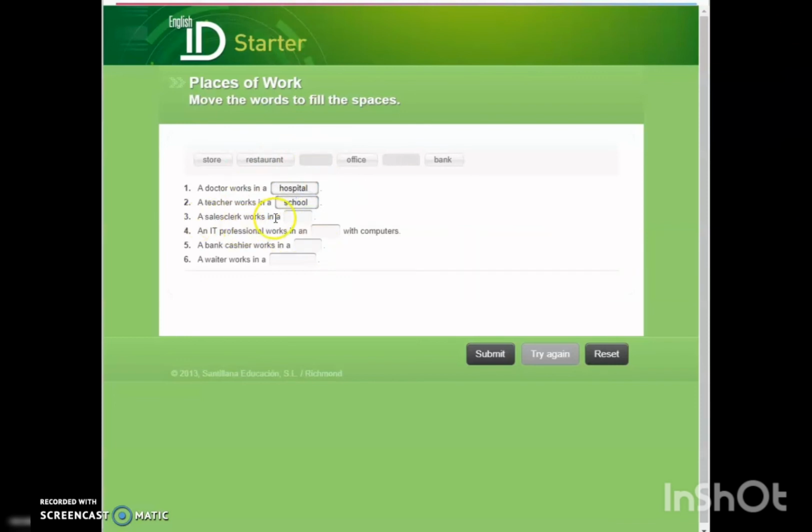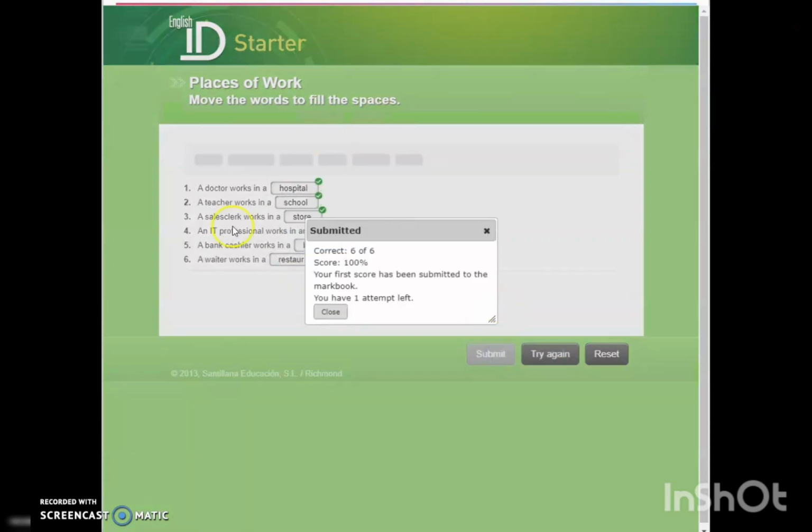3, a sales clerk works in a store. 4, an IT professional works in an office with computers. 5, a bank cashier works in a bank. And number 6, a waiter works in a restaurant. In a restaurant. Okay, as you can see here, all the sentences are correct. I have 6 of 6.